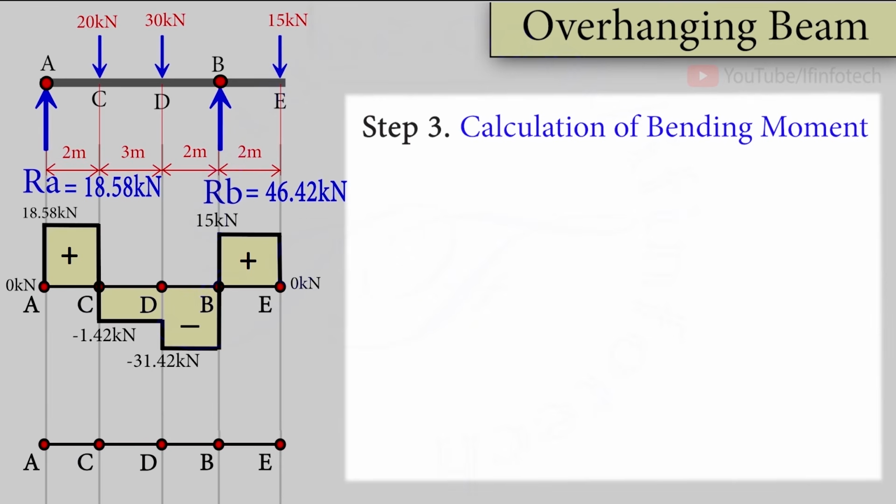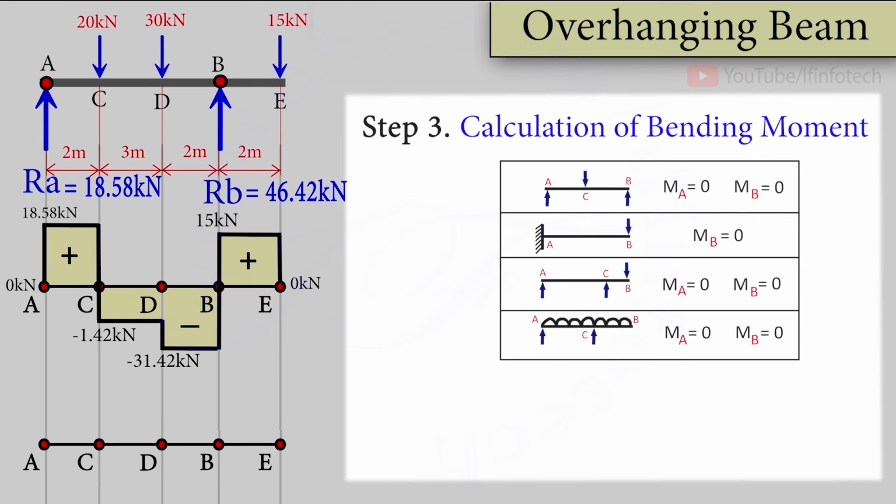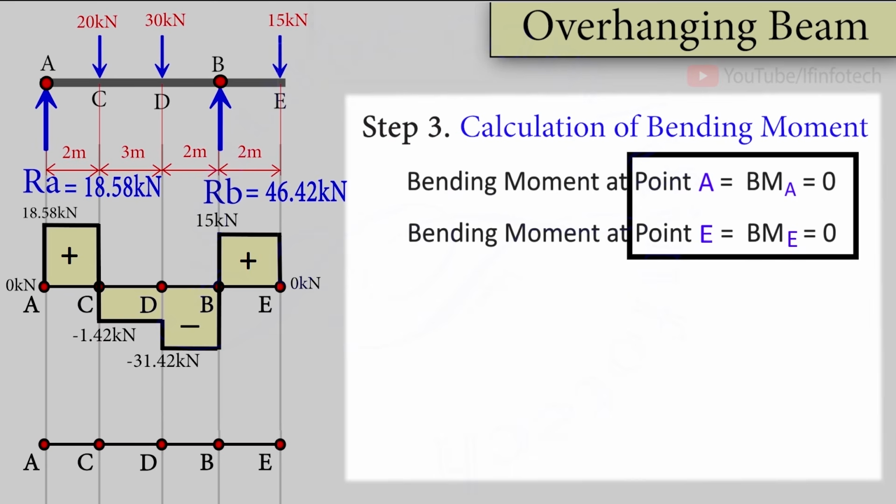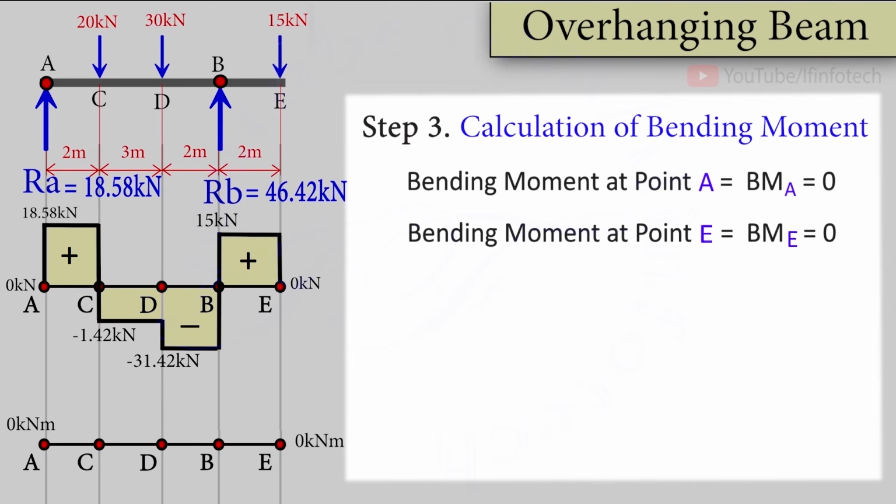Now the next step is calculation of bending moment. Whenever you solve a problem, you should remember these conditions. For an overhanging beam, the condition is that at the end of the beam, bending moment will be 0. So bending moment at point A and point E will be 0. First I'll say that bending moment at point A, that is BM suffix A, is equal to 0, and BM suffix E is equal to 0.